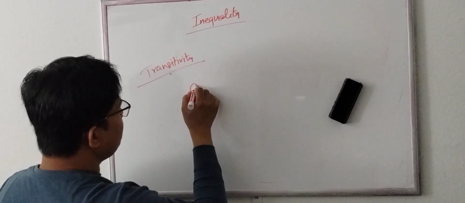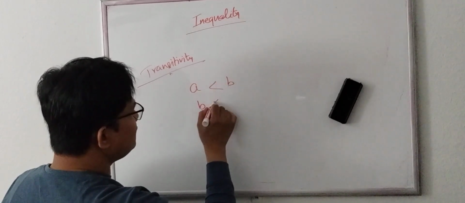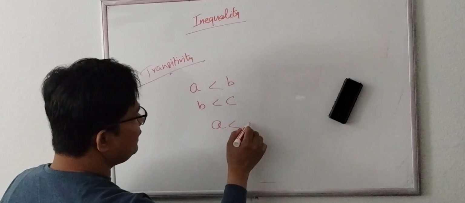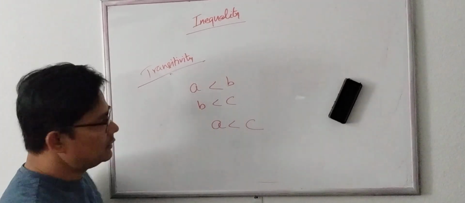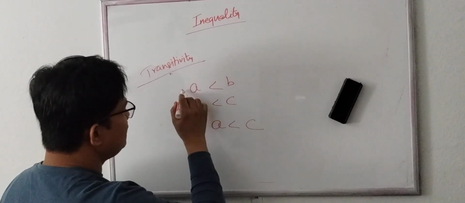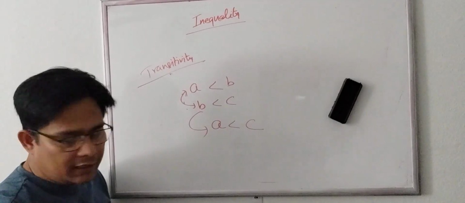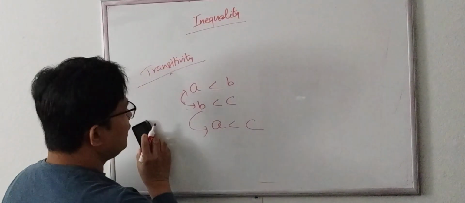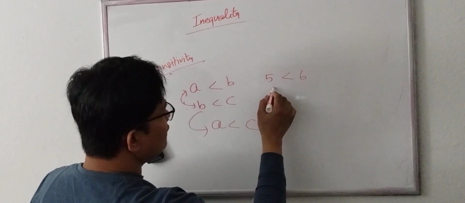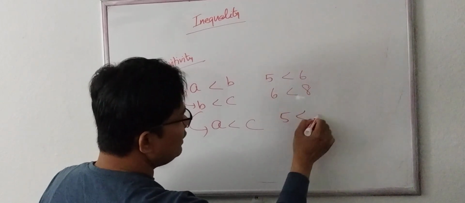So it says if A is less than B and B is less than C, in that case A will be less than C. If these two are given, A less than B and B less than C, then you can say that A is also less than C. Correct? For example, let's say 5 is less than 6 and 6 is less than 8. You can say that 5 is less than 8.